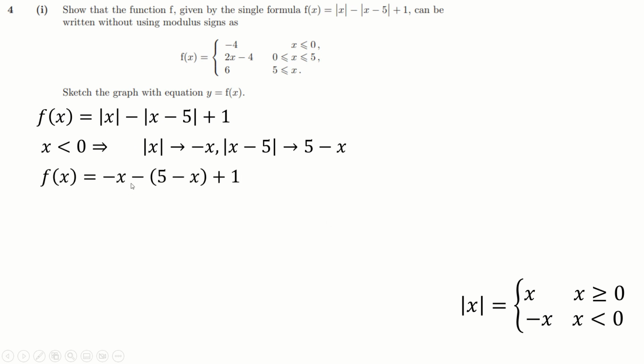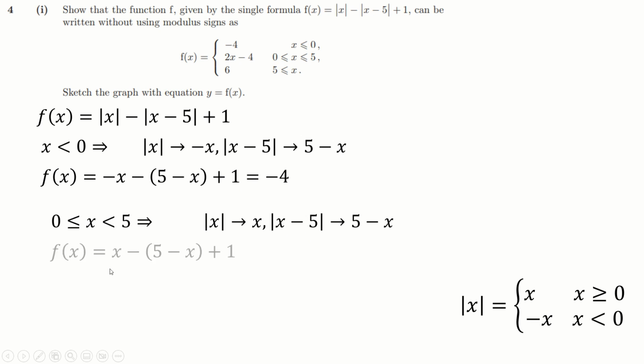So this has become a minus x, this has become a 5 minus x, this has become a plus 1, and it becomes minus 4, so that's the first part done. Then you consider between 0 and 5. Of course, there x is positive, so it's just going to be an x. This is still negative, because when x is less than 5, something less than 5 minus 5 is negative, so you times it by minus 1, becomes a 5 minus x. You just put that all in, and you end up with 2x minus 4, which is what they wanted.